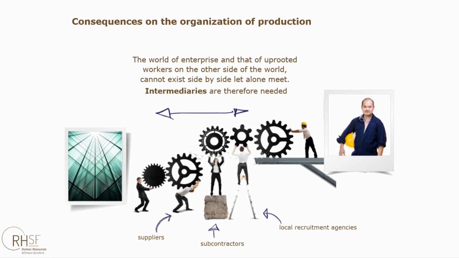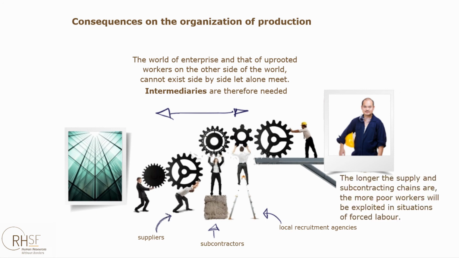Subcontracting itself isn't a problem. The longer the chain of intermediaries is, the less it can be controlled and the more it is likely to encourage mafia-like methods, corruption, and predatory behavior. Moreover, the longer the supply and subcontracting chains are, the more poor workers, illegal immigrants, displaced or barracked workers will be exploited in situations of forced labor, sometimes nearing slavery, because it becomes impossible, given the number of middlemen and the pressure to keep the retail price of the end product low, to ensure that workers at the end of the chain get paid decent wages.